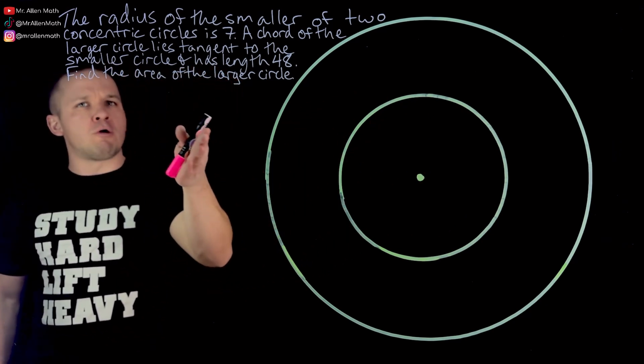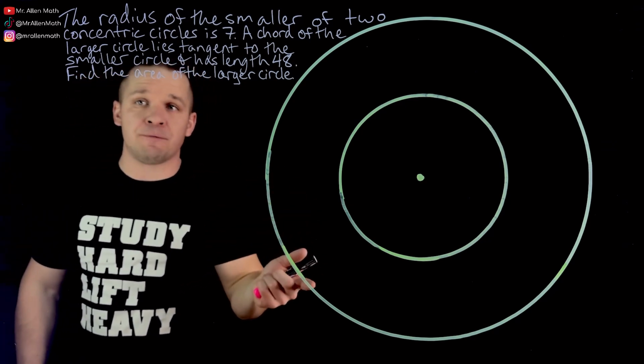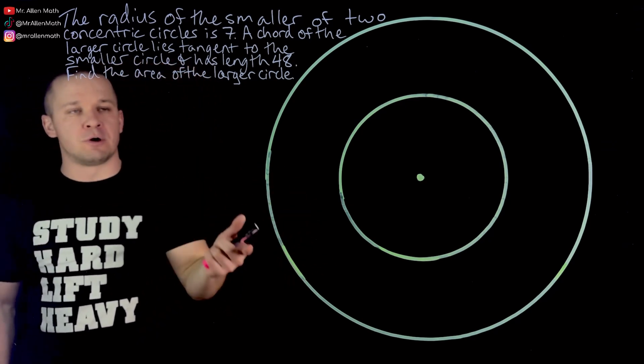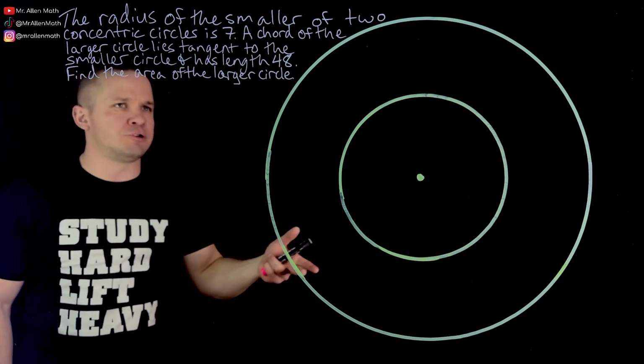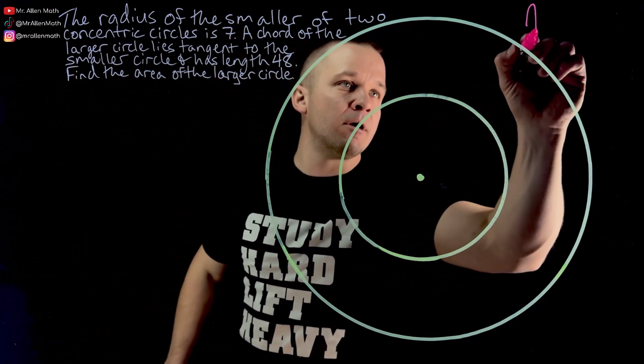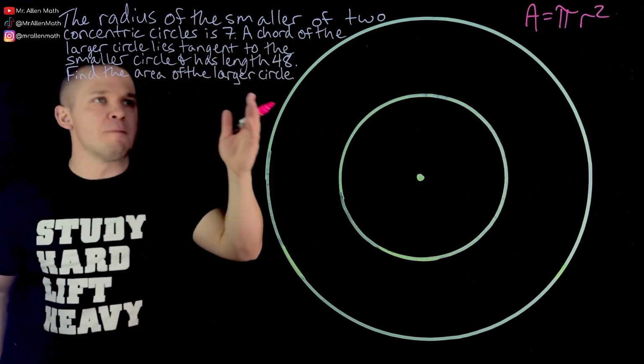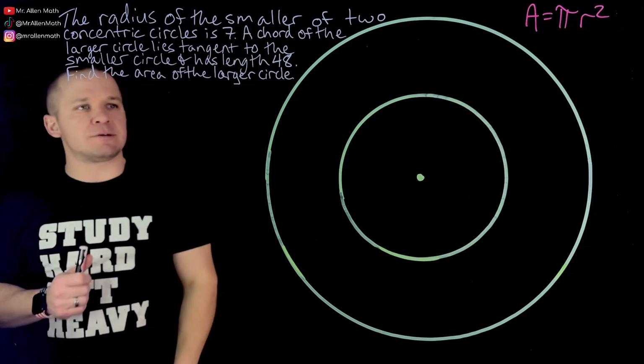And there's a chord of the larger circle that lies tangent to the smaller circle, and it has a length of 48. I want to find the area of the larger circle. Well, in order to find the area of the larger circle, I'm going to need its radius, right? Pi r squared. I'm just going to jot that down. Area equals pi r squared. So I've got to get that radius.